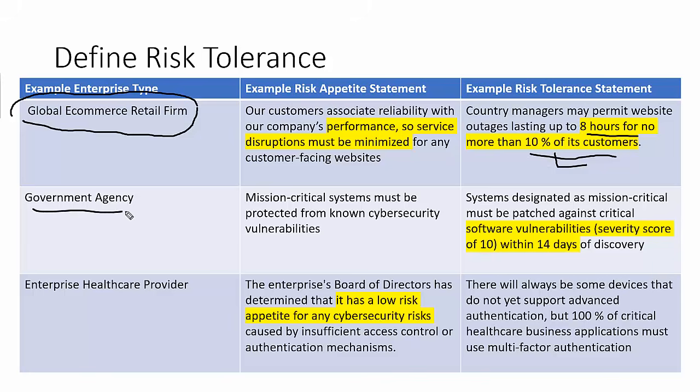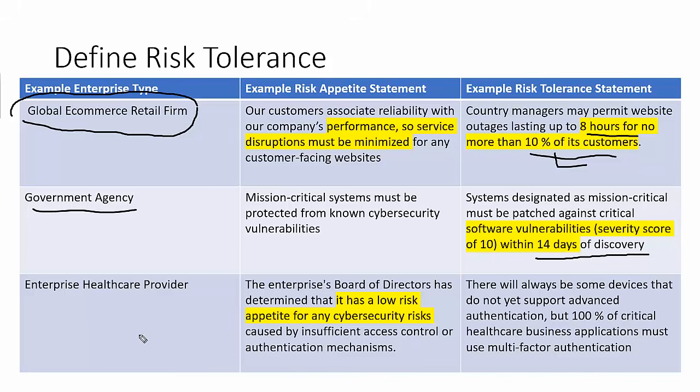Okay, second example, we have a government agency. Their risk appetite statement is that mission critical systems must be protected from known cybersecurity vulnerabilities. And we have set the risk tolerance: systems designated as mission critical must be patched against critical software vulnerabilities within 14 days of discovery. So this is basically the tolerance we have. We can go above, but for that we need to take an approval. So when I'm doing a risk assessment, I discover some vulnerabilities which cannot be patched in 15 days. So here, risk tolerance is being exceeded. We need to see how far it is exceeding above the appetite and how much it is reaching the capacity. Based on that, we can take a decision whether we need to treat this risk or not.